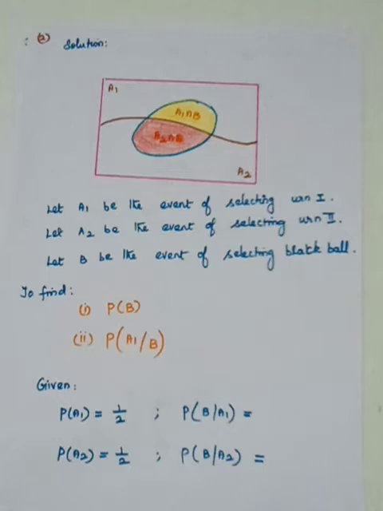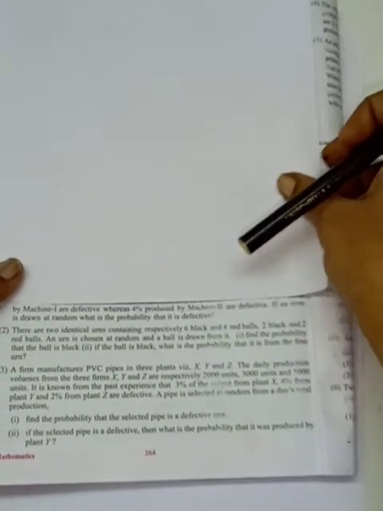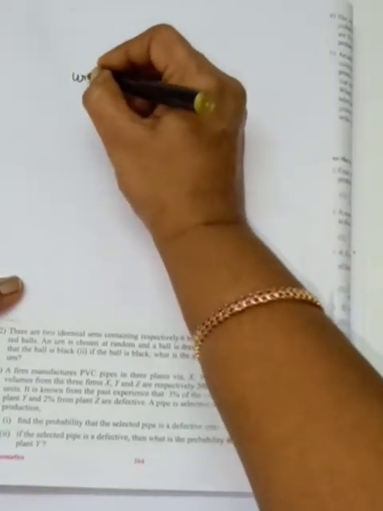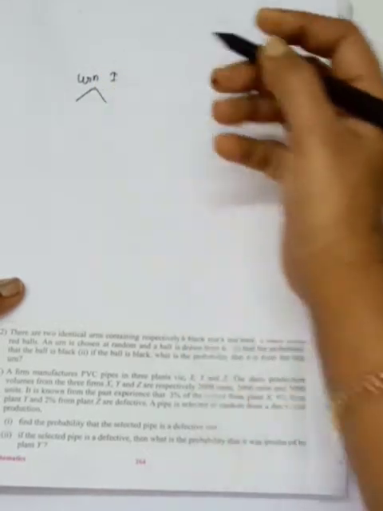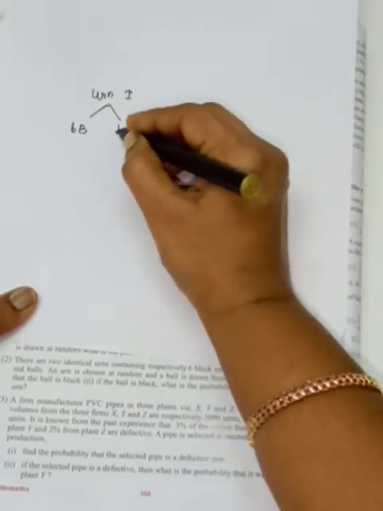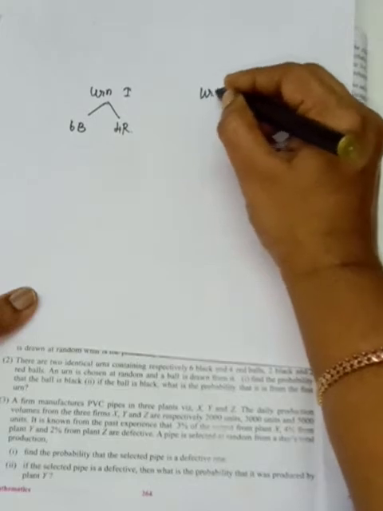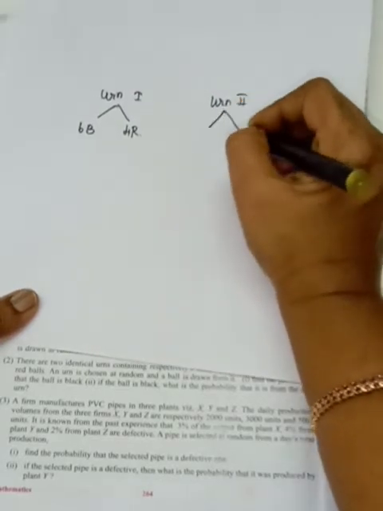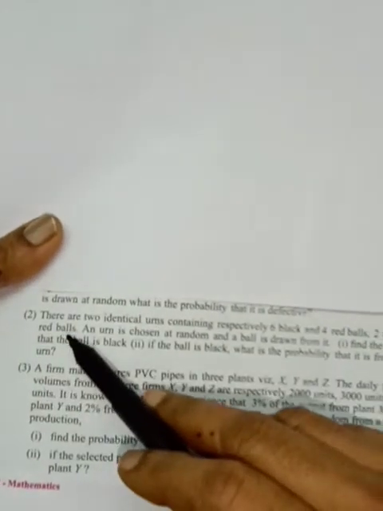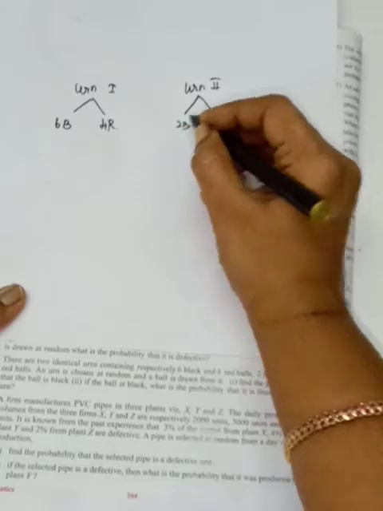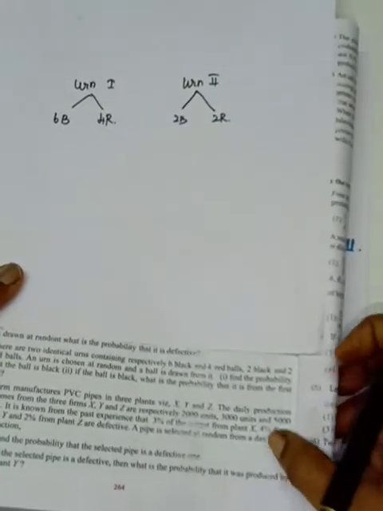So see the first urn. So what do you have? In urn 1, you will have 6 black and 4 red balls. Urn 2: how many black balls? You see that 2 black balls and 2 red balls. So here you are having 2 black balls and 2 red balls.